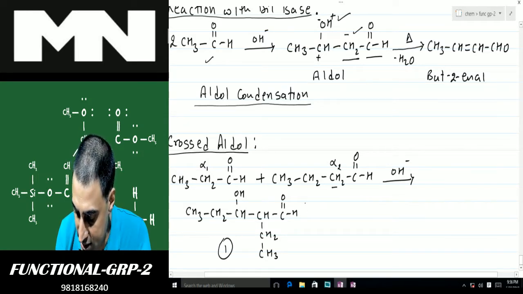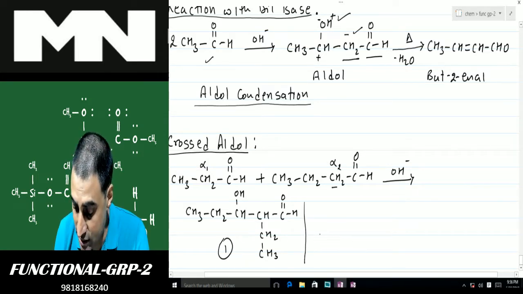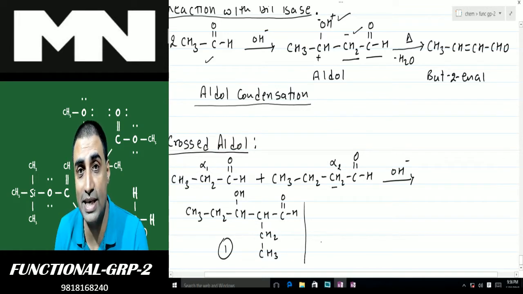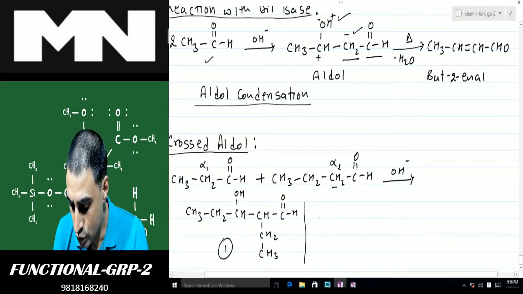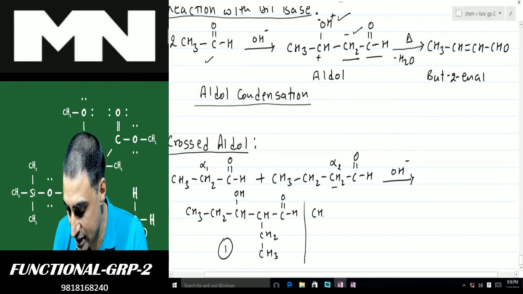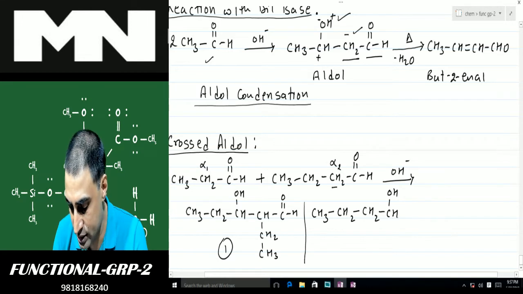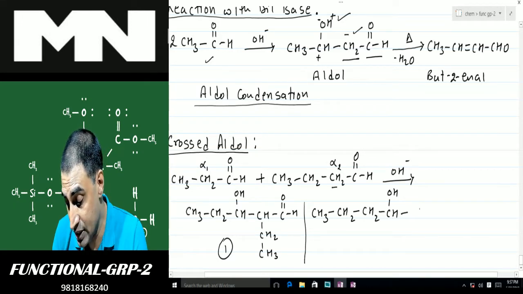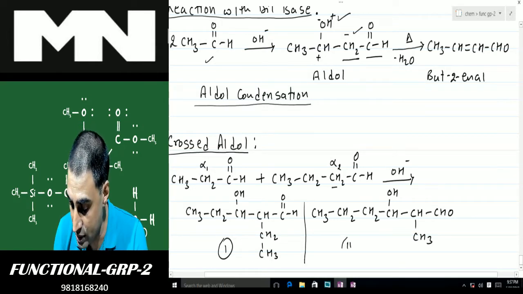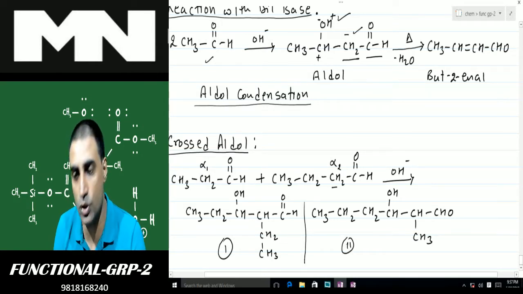Now let us have a look at the second product. In that, the first alpha carbon atom will act as an acid. It will donate H positive ion. So the second compound I will get is CH3, CH2, CH2, CH, OH. Now the first alpha carbon atom from the first compound, this CH3 is attached to it, and here you have CHO group. So this is the second compound you will get. And both these compounds, they are obtained by crossed aldol.